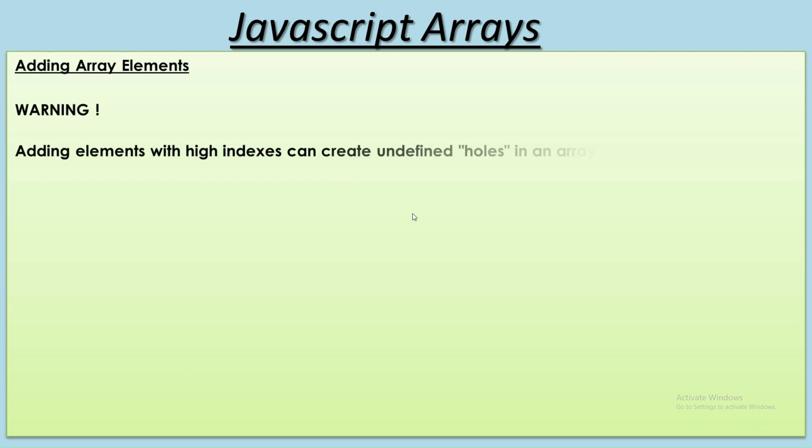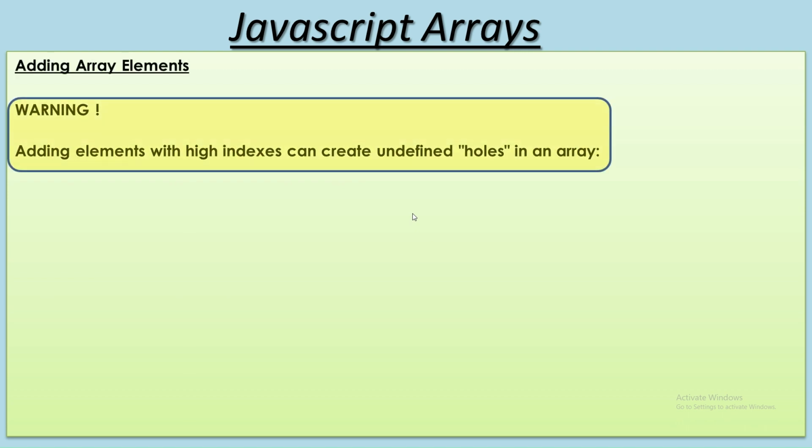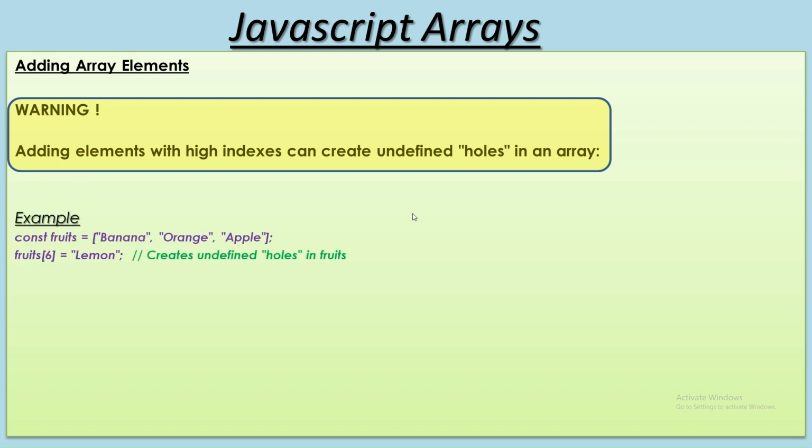Adding array elements. Here, warning. Adding elements with high indexes can create undefined holes in an array. For example, const fruits = ["Banana", "Orange", "Apple"], and fruits[6] = "Lemon", which creates undefined holes in fruits because we do not have the fourth and the fifth element.